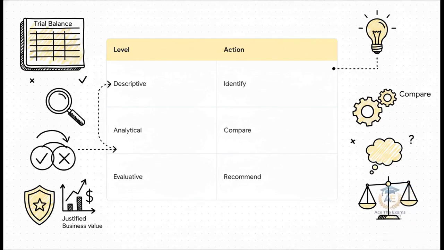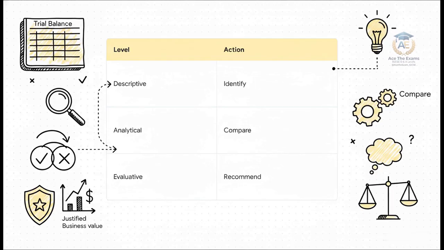Down here, they compare the trial balance's ability to catch a single entry error versus a compensating error. That's better, it's analytical, but they stop there. Error number 2. The third and final error, the most critical one, is the complete lack of an evaluative conclusion. To reach the top tier, you must provide justified recommendations.